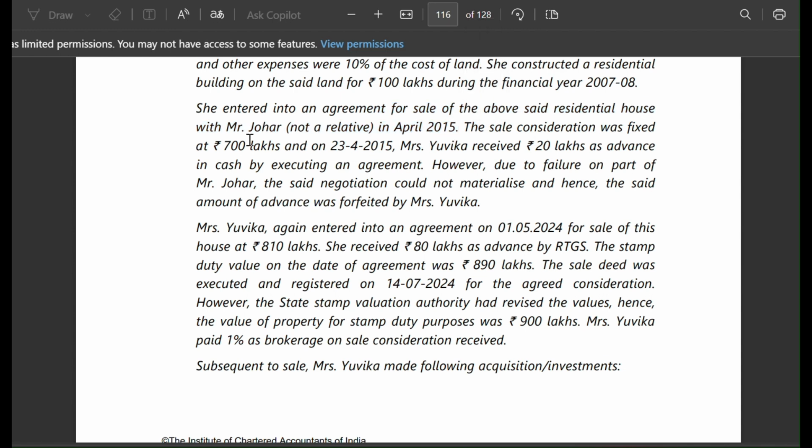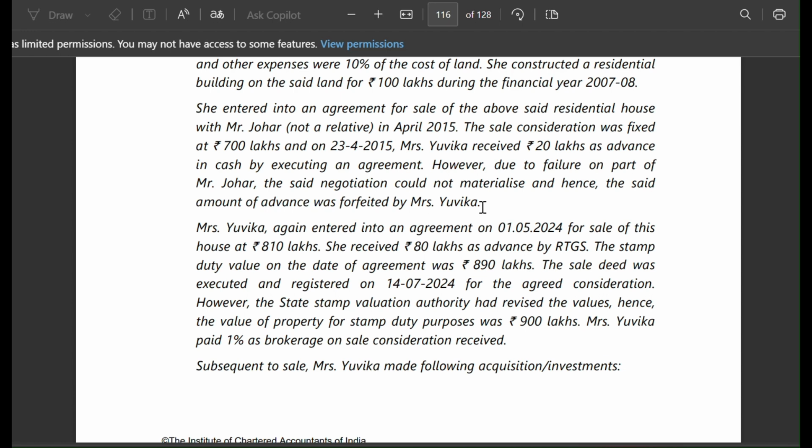In this case, the advance was 20 lakhs, and the advance was forfeited because the agreement did not materialize. In this case, the advance was forfeited on or after 1/4/2014. So you may remember this section 50.